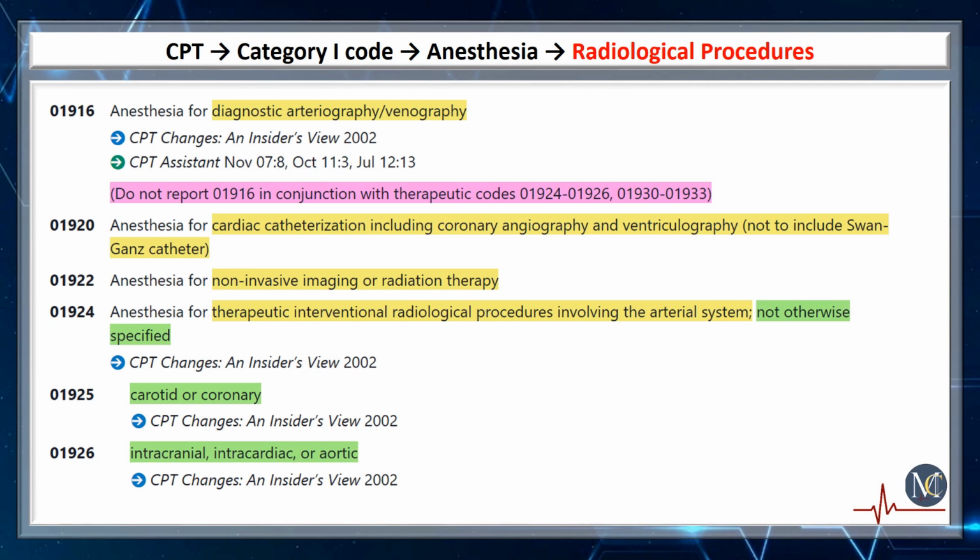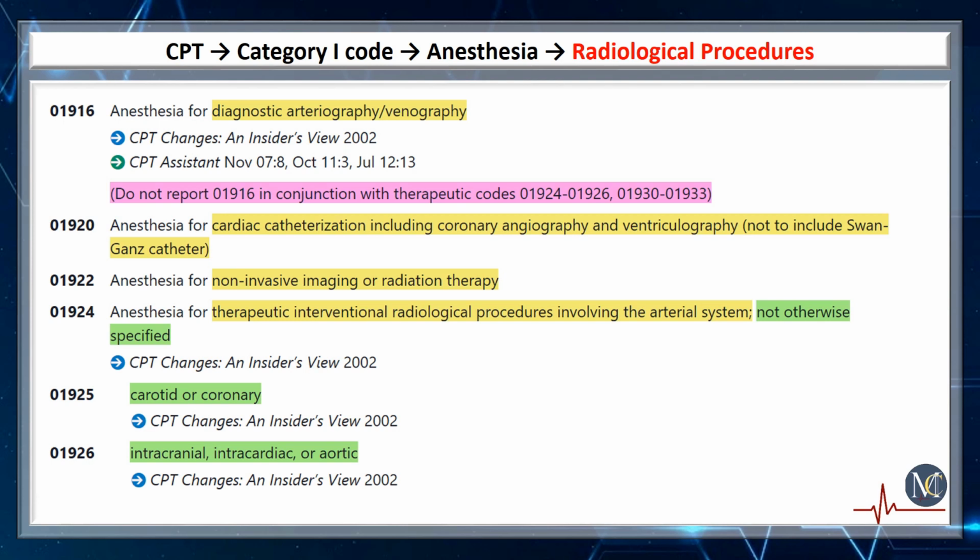First code is 01916. Anesthesia for diagnostic arteriography or venography. A diagnostic test is a test which helps to figure out what disease or condition a person has based on their signs and symptoms. Graphy means to record or take a picture.